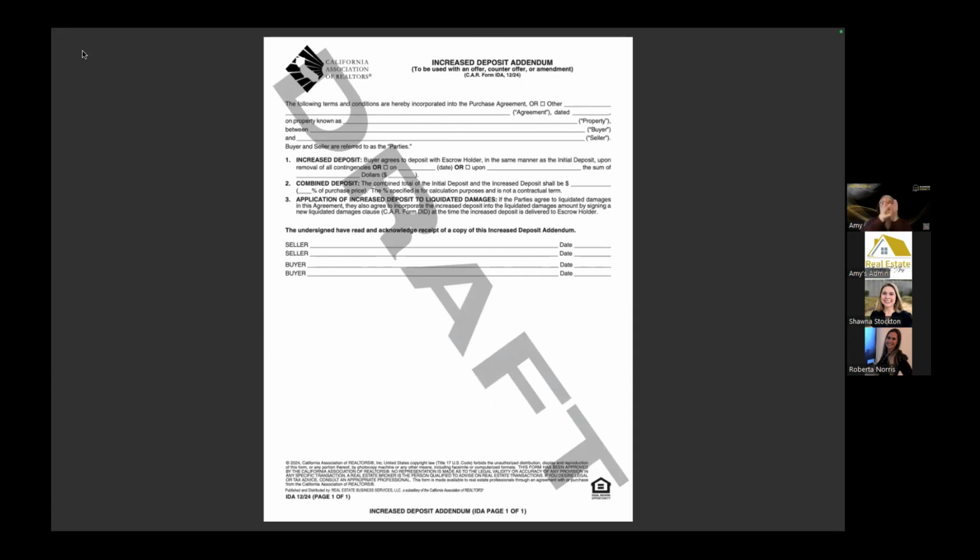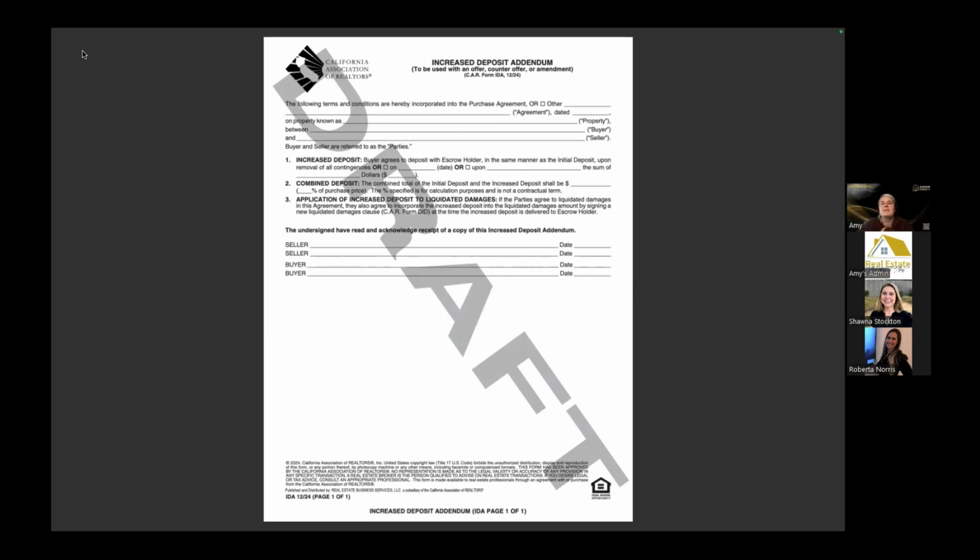So this is, hey, our initial deposit is $1,000. We're going to put $10,000 more after 10 days or at the removal of contingencies, or whatever it might be. Now there's just a little box saying increased deposit. I think it has a dollar amount and then it references this form here, the increased deposit addendum, or the IDA. The following terms and conditions are hereby incorporated into the purchase agreement is the default.